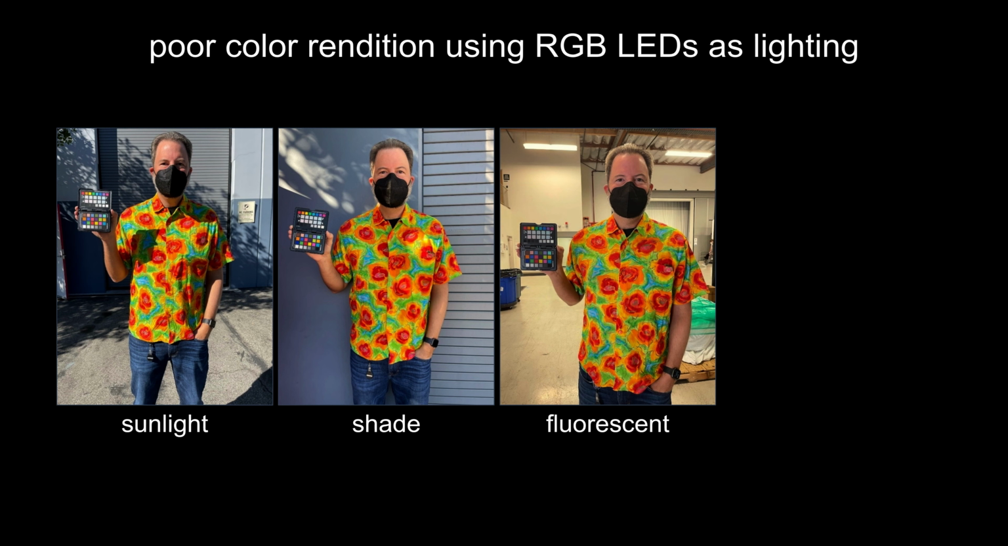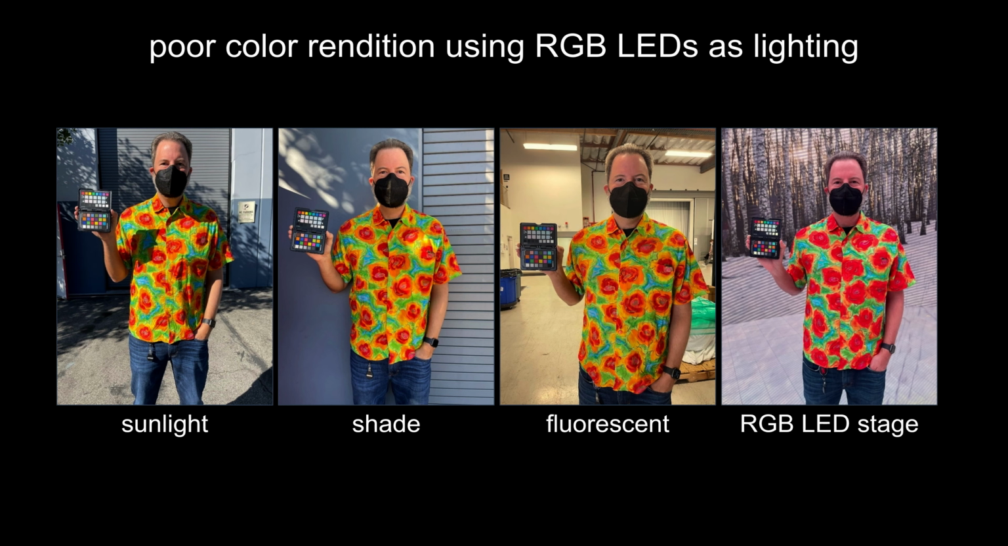Unfortunately, what we end up with in this case is bad color rendition when we're using these RGB LEDs as light sources. Here we have an example of Paul, who's here in the audience, wearing a brightly colored Hawaiian shirt, and he's in three very different lighting environments. So he's outside in the sun and in the shade, as well as under a fluorescent source. And you can see that the color of his Hawaiian shirt basically looks the same in all of these three different environments. But if we look at Paul now inside an RGB LED stage, we can see a big shift in the red tones of the shirt.